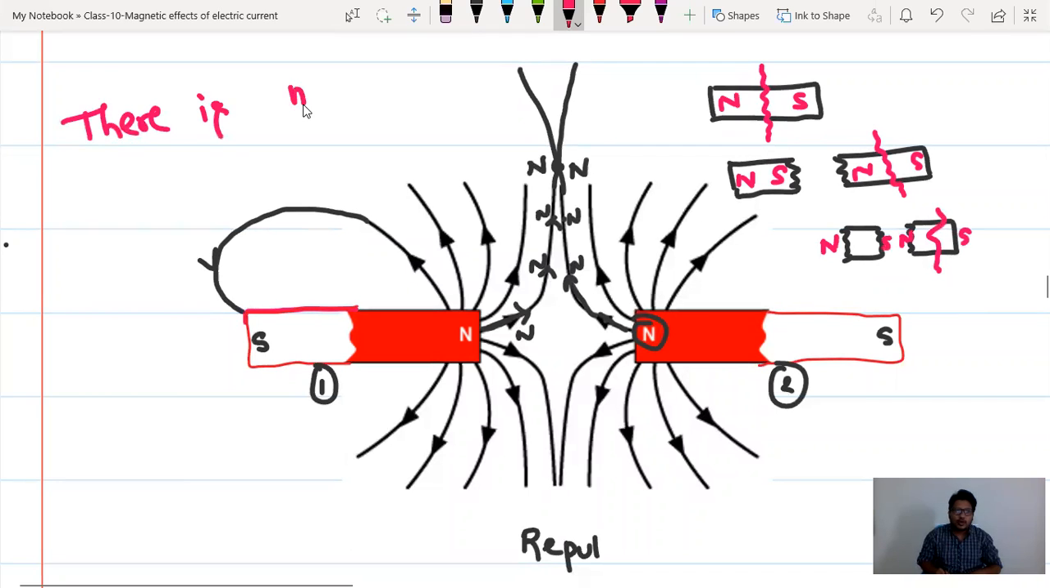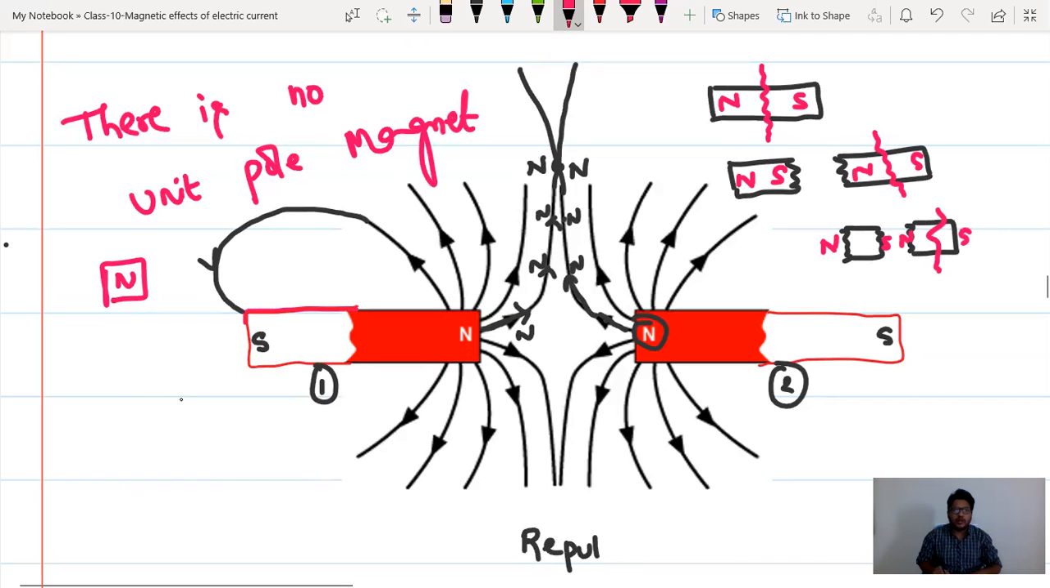There is no unit pole magnet. It is highly impossible. We can't get it. You see, this is a magnet with only north pole. This is the magnet with only south pole. No, we cannot get this. And no two magnetic field lines intersect. So this line will flow like this and it will go back to the south. This line will flow and it will go back to south.